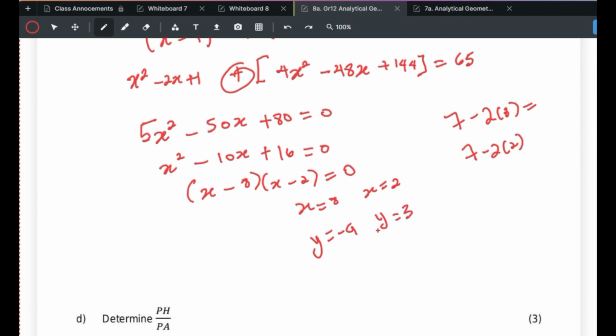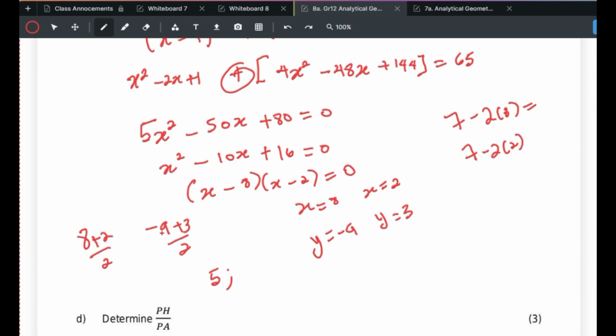Now this is 5 marks. Now we do the midpoint formula to get H, right? So the midpoint of this will be 8 plus 2 divided by 2. Then the other one will be negative 9 plus 3 divided by 2. Now that's 6, 6 divided by 2 is 3. Wait, is that 8 plus 2? 8 plus 2 is 10. 10 divided by 2 is 5. There you go. Thank you so much.